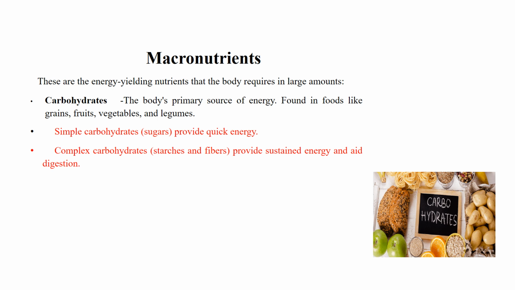Simple carbohydrate is nothing but sugar. It gives quick energy. For example, if you are a low BP person, when you get low pressure, some people will give sugar or chocolate for quick energy. Complex carbohydrate is nothing but starch and fibers. Foods containing starches and fiber are known as complex carbohydrate. It gives energy and also aids in digestion.